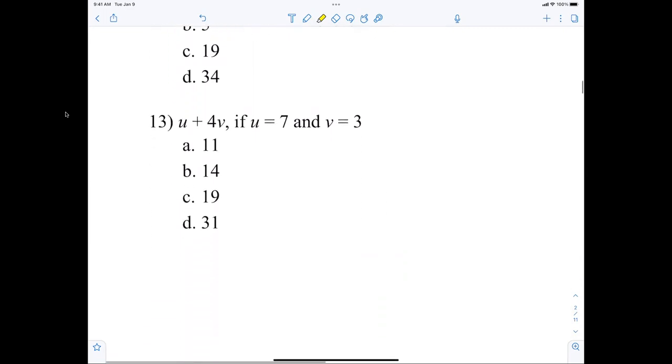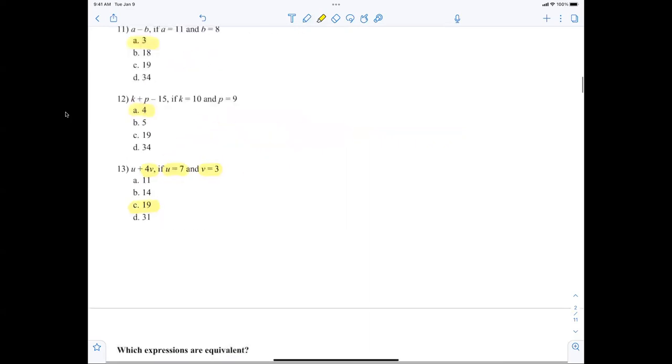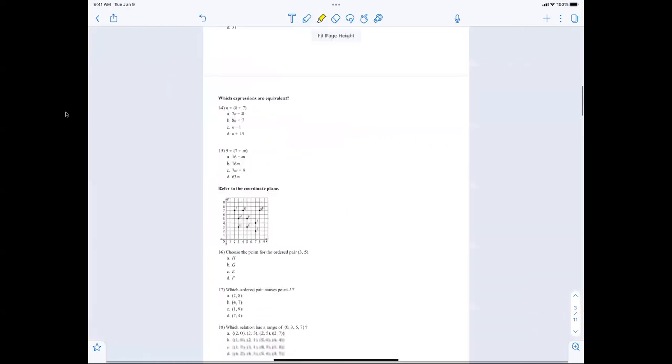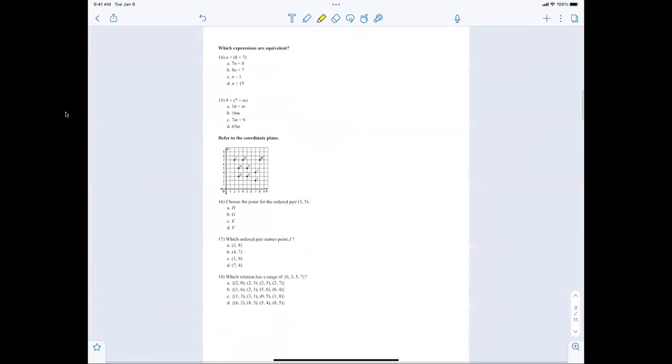Now for 13, you have to do 4 times V first. So 4 times 3 is 12, and then you add 7. 19. Everybody happy with that? All right, flip the page. Next page should be just as easy, so I'm going to put it on pause and give you 2 minutes. 2 minutes, setting my alarm. Here we go.